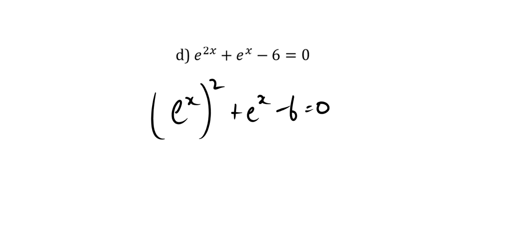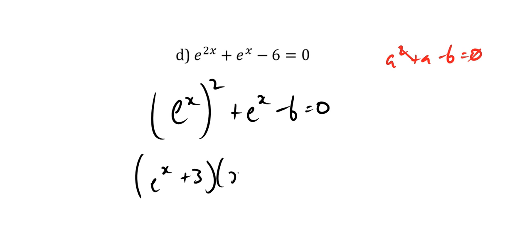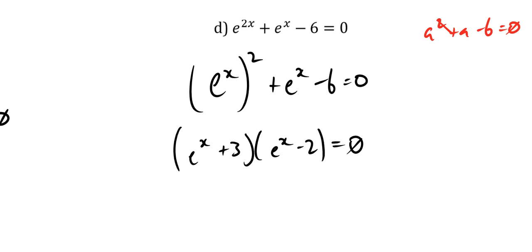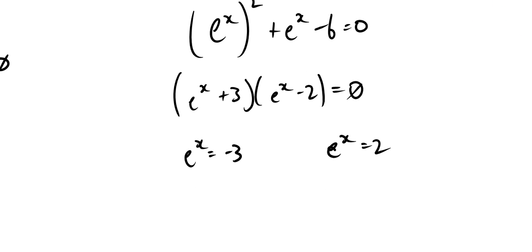And then again, this is kind of like a squared plus a minus 6 equals 0. So I can factor that. It's just a trinomial factor, don't you think? e to the x plus 3, e to the x minus 2. It's an easy factor in the end. Equals 0. So e to the x is negative 3 and e to the x is 2.